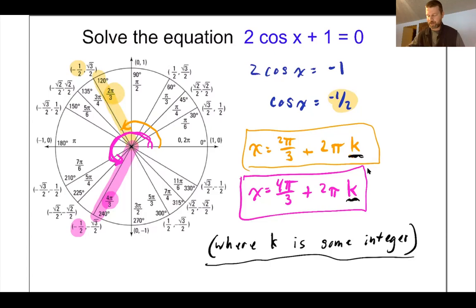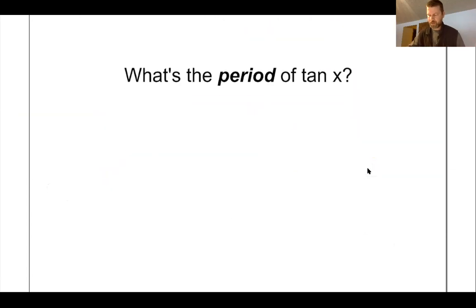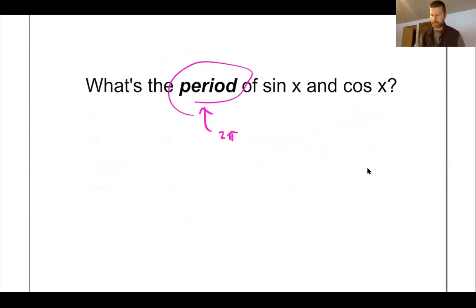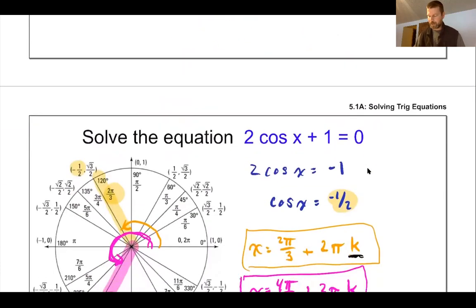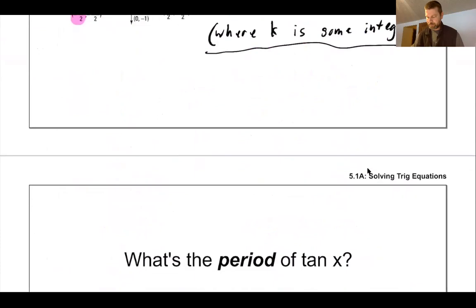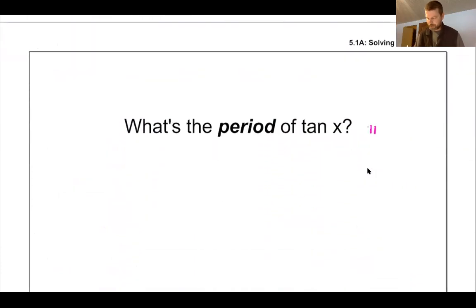All right, let's try another one. Period of tangent of x. This may seem unrelated, but it's not. You'll notice when we did period of sine and cosine, we said it had a period of 2 pi, and we added a 2 pi k, because it repeats every 2 pi radians. The period of tangent is pi, and that's going to play a role in my next answer.